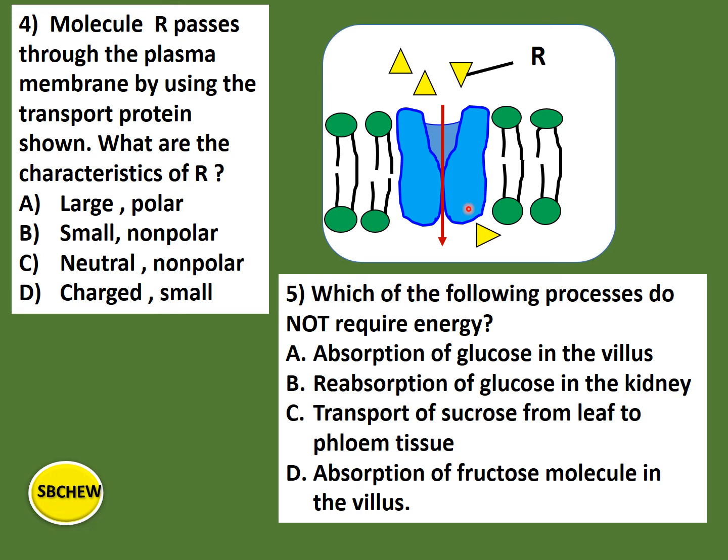And the type of passive transport must be facilitated diffusion, using carrier protein. So R is either glucose or amino acids or some other large polar molecules that cannot pass through the hydrophobic tails here, because hydrophobic tails are nonpolar. So glucose molecules and amino acid molecules will use the carrier proteins, which can change shape to transport them across the plasma membrane. So the answer is A, large polar molecules.